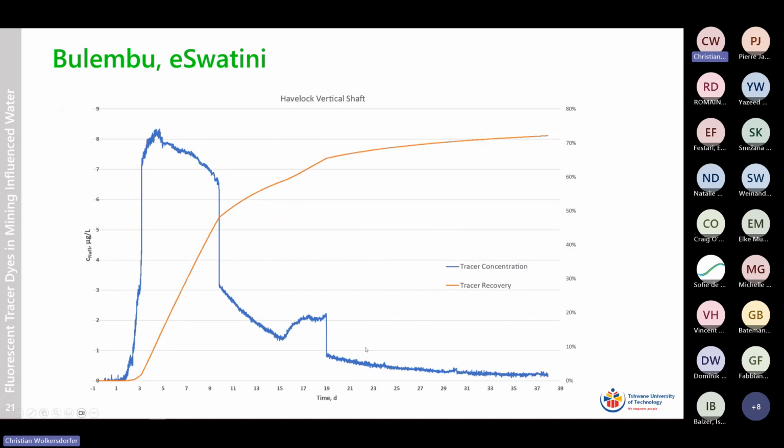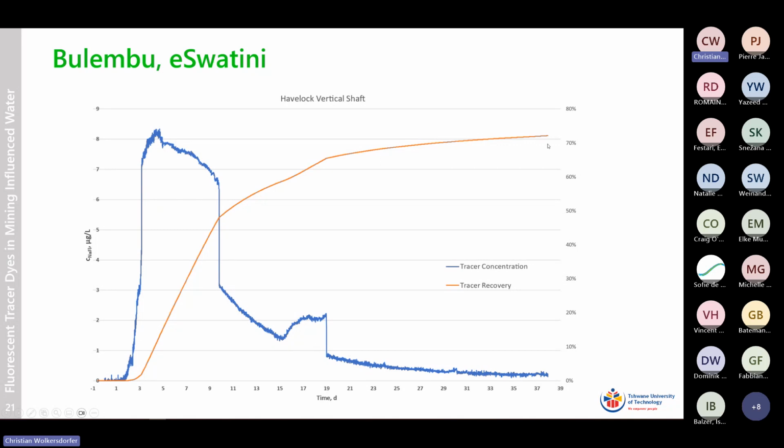This is the breakthrough curve, and it's a very interesting breakthrough curve. The blue is the concentration for the sodium fluorescein. You see up to 8 micrograms per liter. Then there's a steep decline here, which we don't know yet where that comes from. But what we clearly can see is that there must be two flow paths, flow path 1, flow path 2.